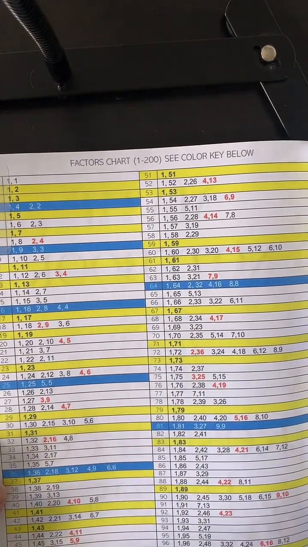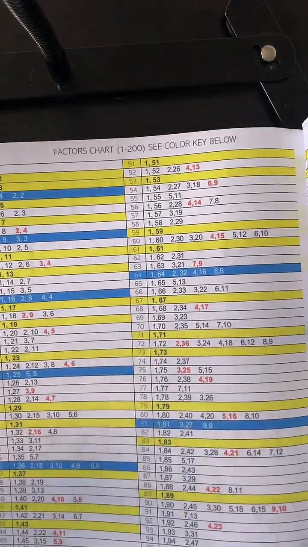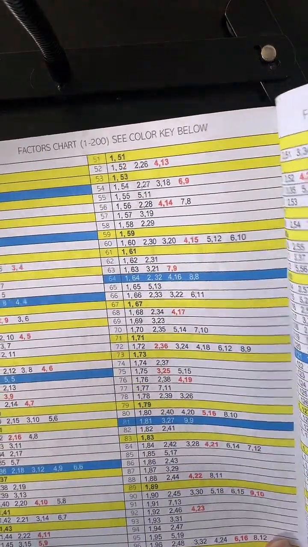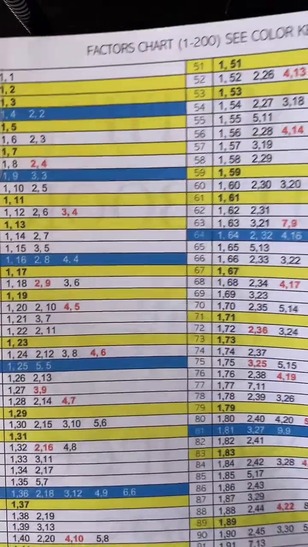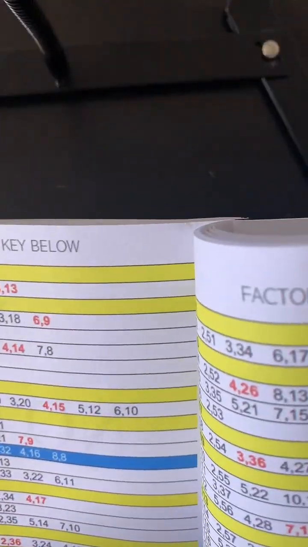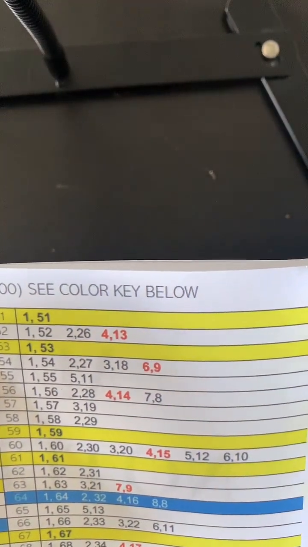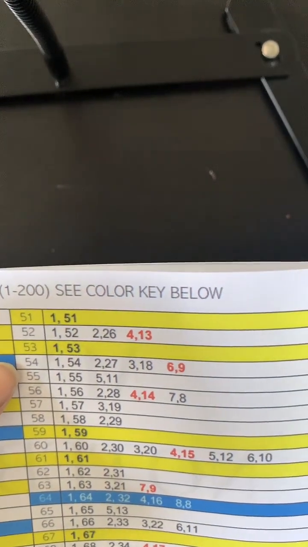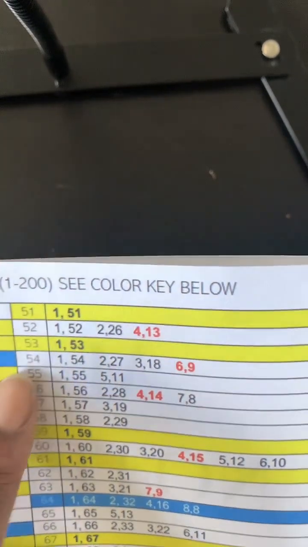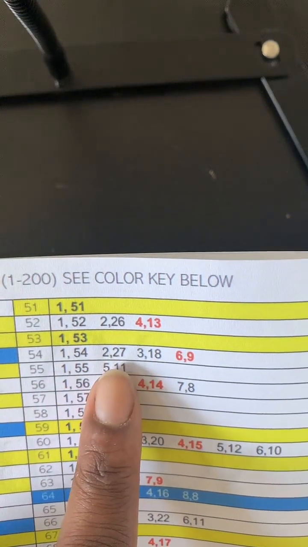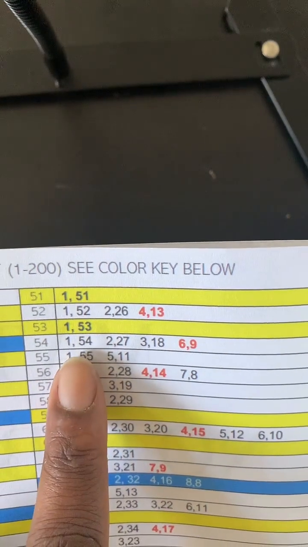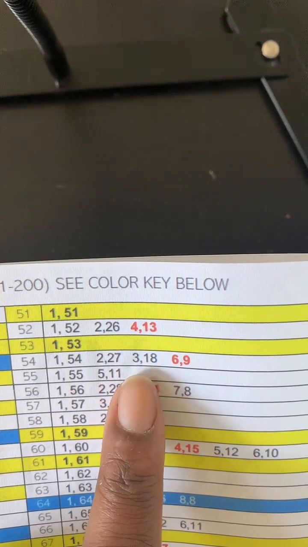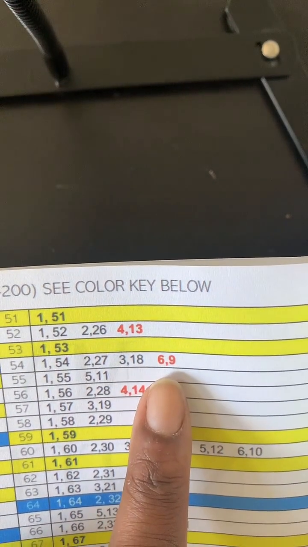And if you ever have to break down a radical, let's say you need to break down the square root of 48. So let's say 54, we'll say 54 since it's up here. So I go to where 54 is. I'm going to see where it is right here. And then I go over and I see the factors of 54. So I got 1 and 54, 2 and 27, 3 and 18, and 6 and 9.